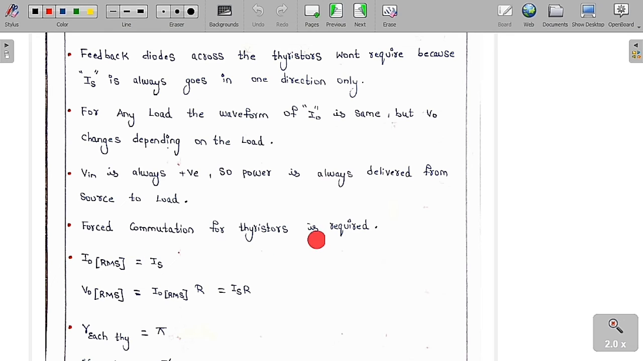Also, commutation for thyristors is required because there are no feedback diodes. Because of that, we need to forcefully turn off the thyristors. So forced commutation is always necessary to turn off the thyristors, since there are no feedback diodes.